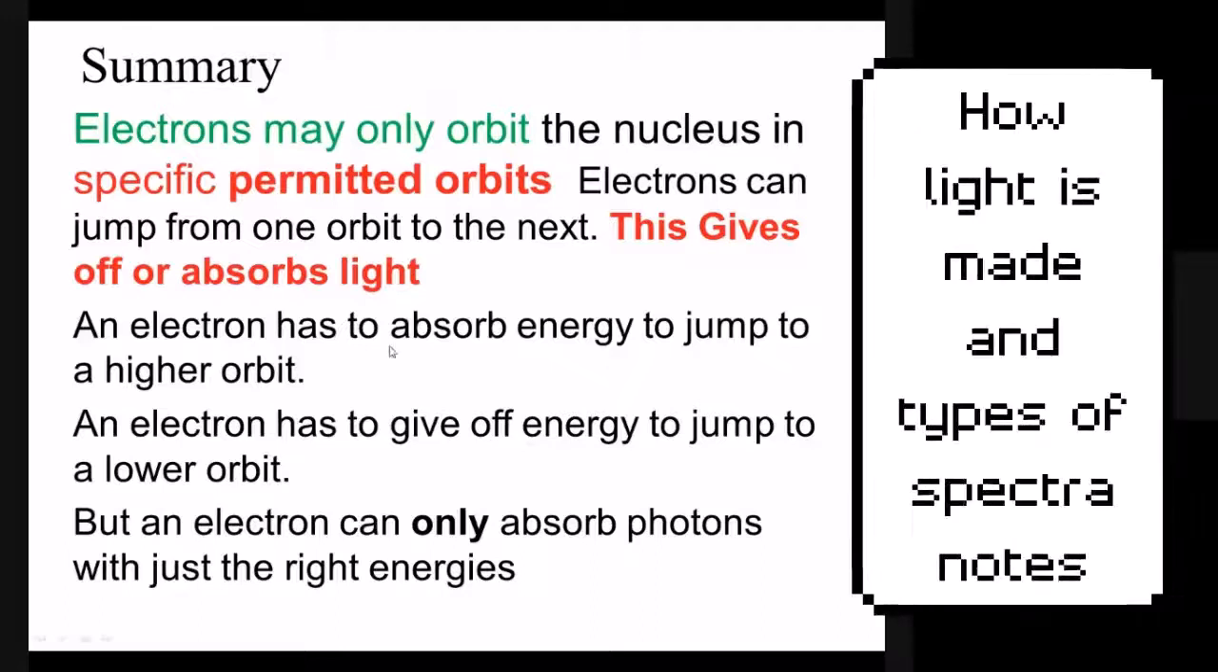Is light made? Light is made by electrons. So electrons in the atoms themselves of gases make light. And those electrons can do things. They can jump up when they absorb light, or they can jump down and release light. So it depends on how far that electron falls for how much energy is released.